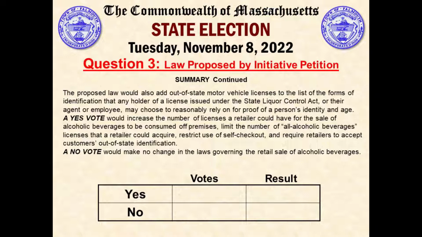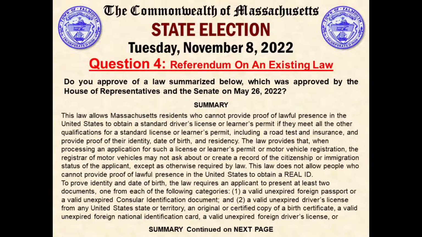A yes vote would increase the number of licenses a retailer could have for the sale of alcoholic beverages to be consumed off-premises, limit the number of all alcoholic beverages licenses that a retailer could acquire, restrict use of self-checkout, and require retailers to accept customers' out-of-state identification. A no vote would make no change in the laws governing the retail sale of alcoholic beverages.